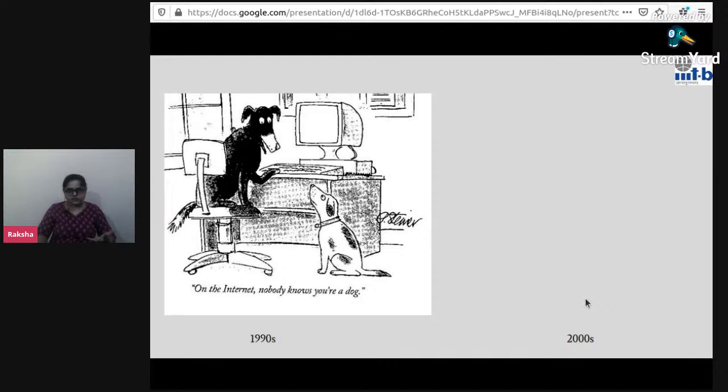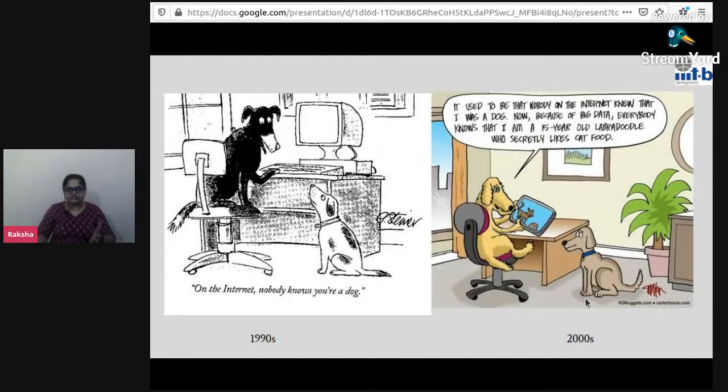In the 2000s or today, the web has become like this. It used to be that nobody on the internet knew that I was a dog, but now, because of big data, everybody knows I am a 15-year-old labradoodle who secretly likes cat food, right? Sometimes some of the technologies even tell you what to think also. So that is the state of the web right now.